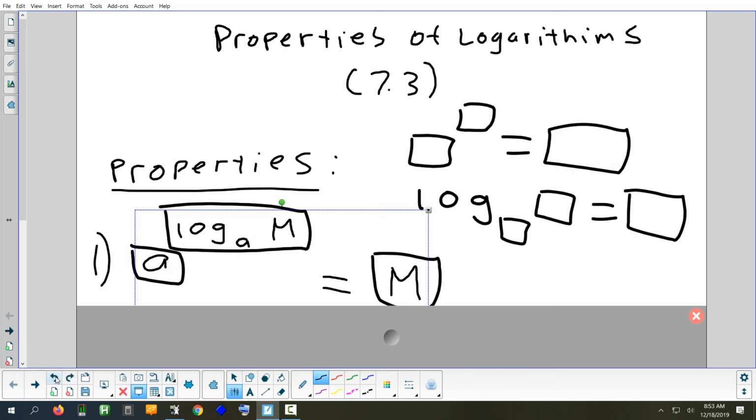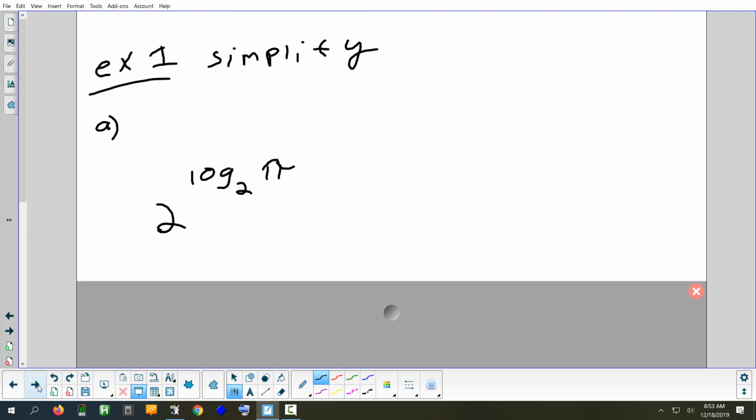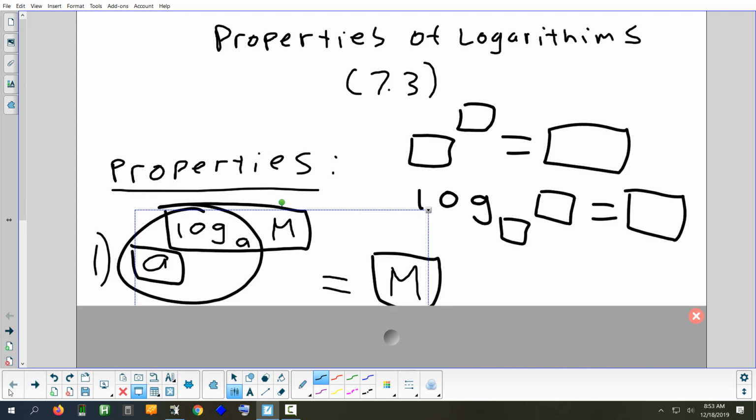The key is, though, these have to match. The A and the A. So an example we'll do in a second would be like that. 2 and 2. They match. If one of them was a 2 and one of them was a 3, no good. Okay? But as long as they match, the answer is whatever is sitting right there.